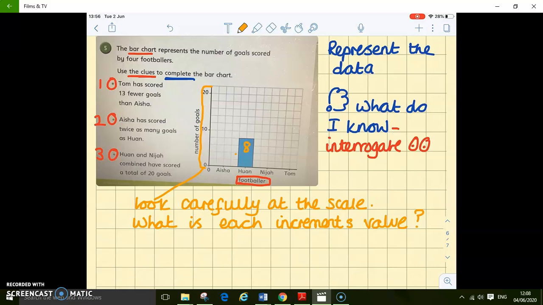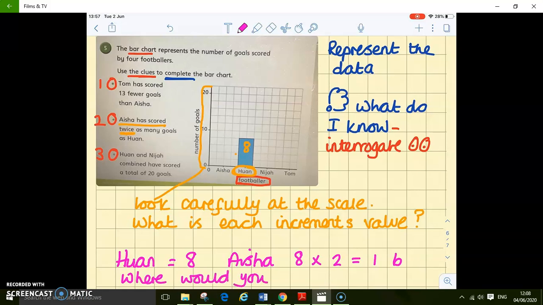I've given you a bit of a clue there by popping that in. I've worked out that Huan has scored 8 goals. That may give you a little trick to work out your scale. And Aisha's scored twice as many goals. So Huan scored 8, and Aisha's scored 2 times 8. So she's scored 16. How would you draw that on the bar chart?